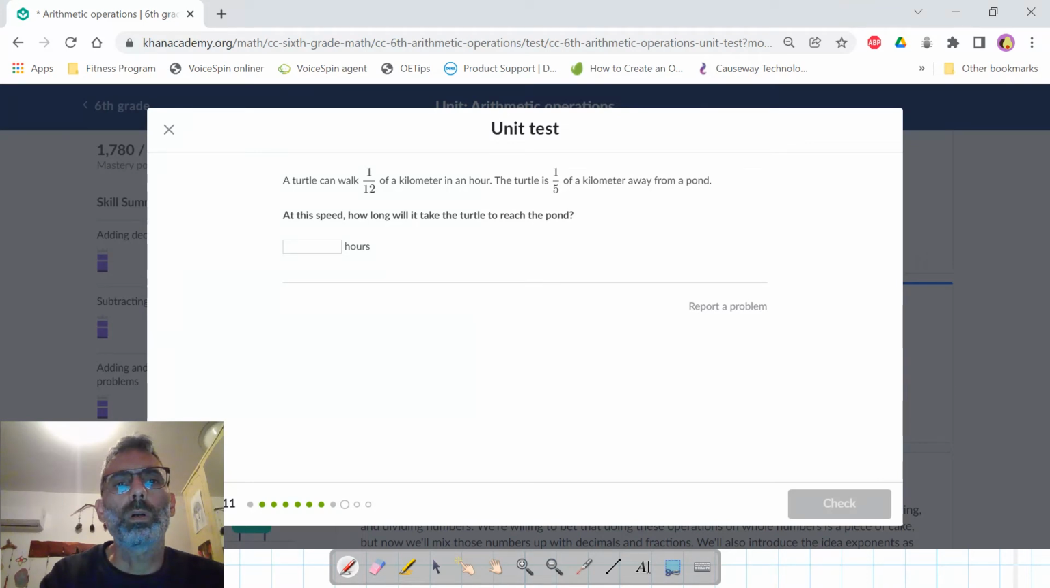A turtle can walk 1/12 of a kilometer in an hour. The turtle is 1/5 of a kilometer away from a pond. At this speed, how long will it take the turtle to reach the pond? So the total distance is 1/5.